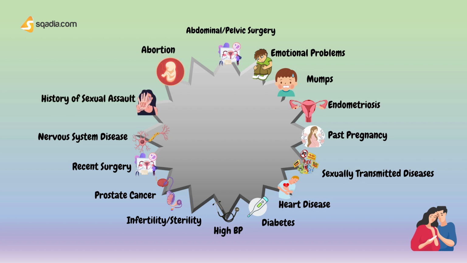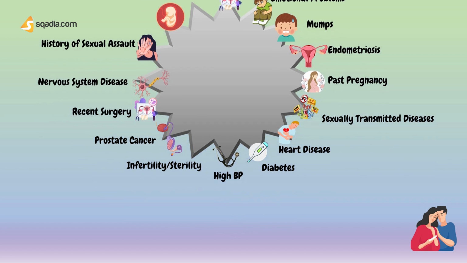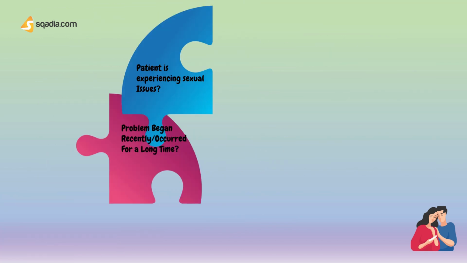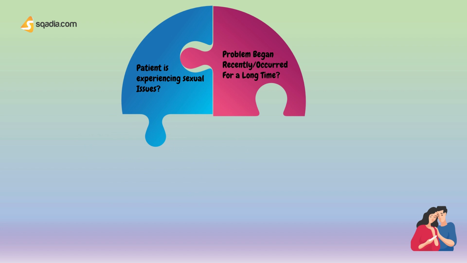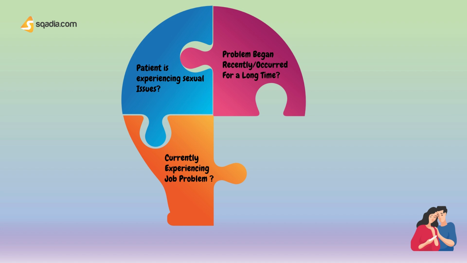Question number 3. Ask if your patient is experiencing any sexual issues, and if the problem began recently or has occurred over a long time. You may also ask if they are currently experiencing any job or family problems.